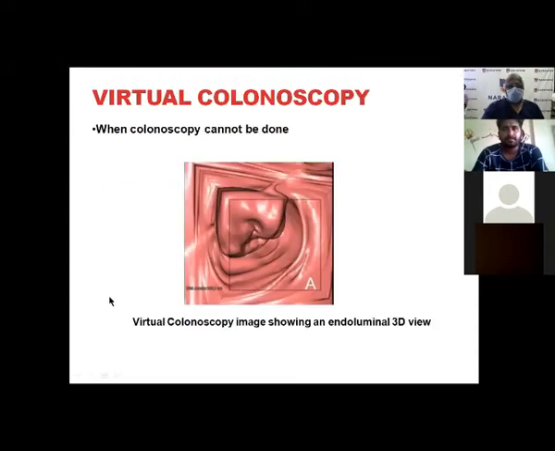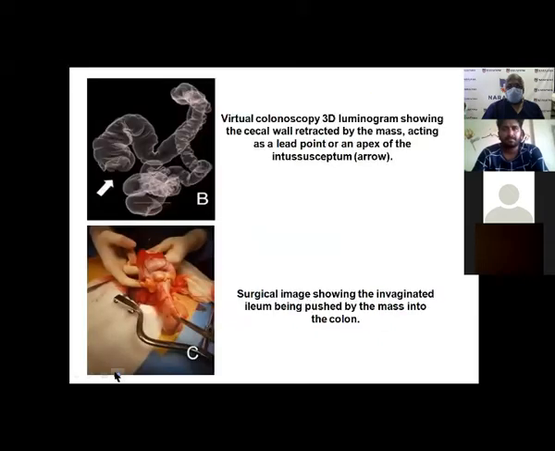Virtual colonoscopy is more a CT, where you can see the complete luminal colon. It is showing the endoluminal 3D view. Virtual colonoscopy, 3D luminogram showing there is a narrowing and pushing up of the colon, the cecal wall. It is being retracted by the mass. This acts as a leading point for an intussusception where the terminal ileum will intussuscept. The same specimen is being shown. This is trying to intussuscept over the ileum. That acts as the head.